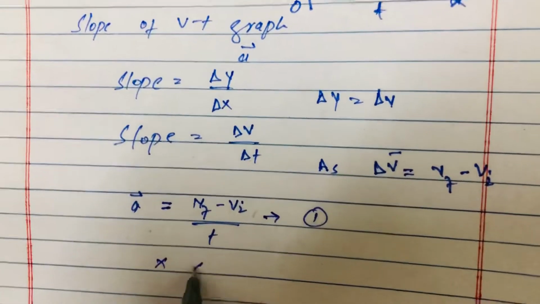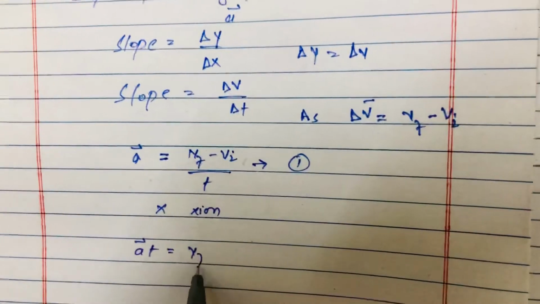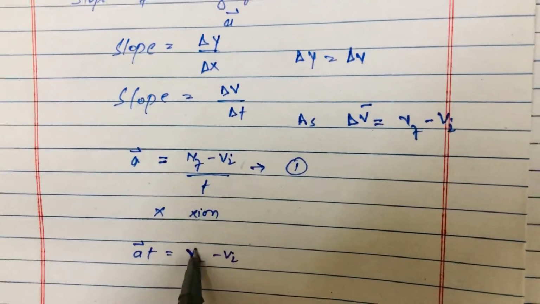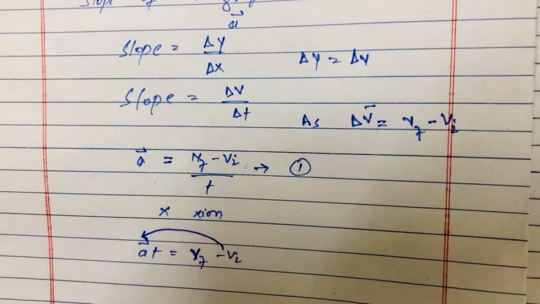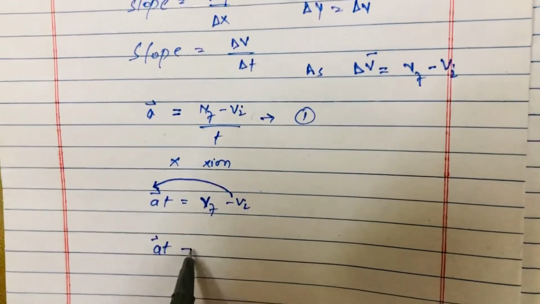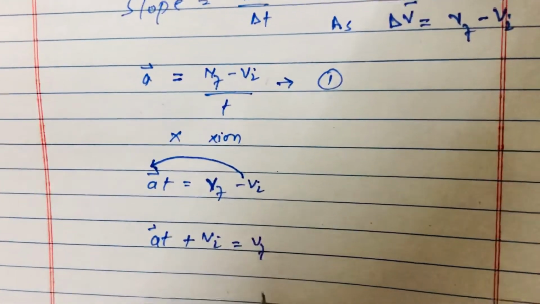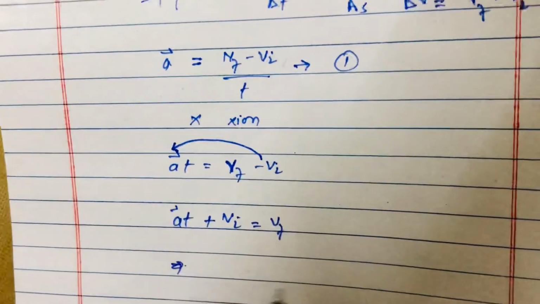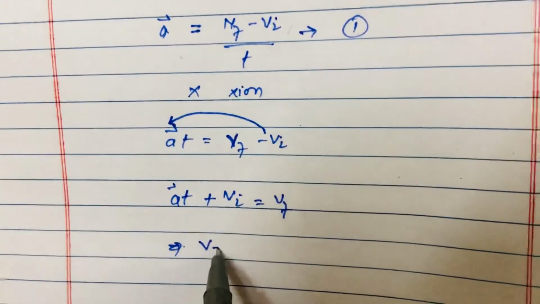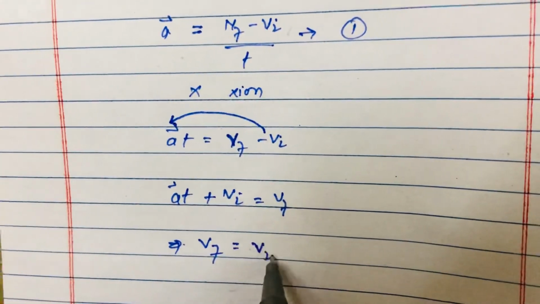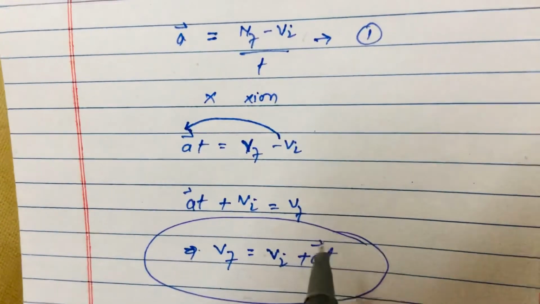Now by cross multiplication we have at is equal to Vf minus Vi. Now moving this to this side, so at plus Vi, this will change the sign of Vi, which is equal to Vf. So in standard order, this is written as Vf is equal to Vi plus at, and this is the proof of the equation from the given graph.